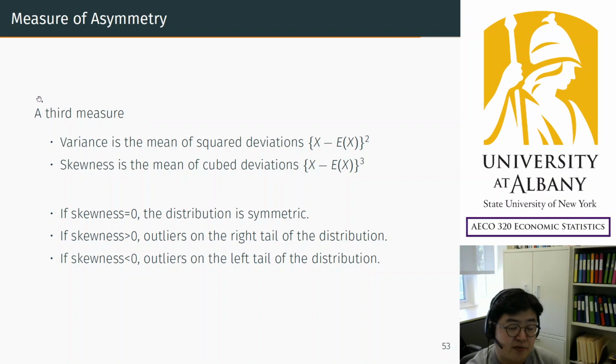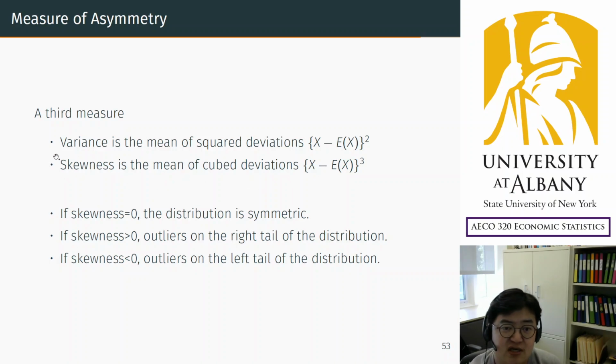A third measure. Mathematically, you may understand the variance as the mean of squared deviations. If you mathematically generalize it, you can think of cubed deviations. Instead of just taking the square, raise the deviation to the exponent of 3. So multiply the deviation one more time and take the mean. Basically, the process is the same, replacing the exponent of 2 with the exponent of 3. And then we call this skewness.